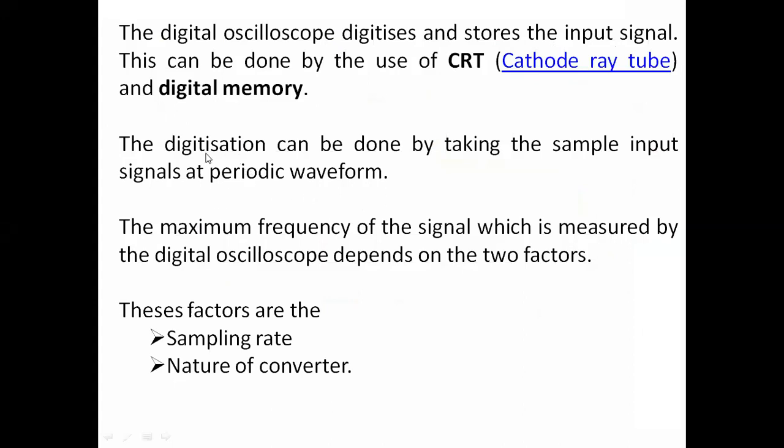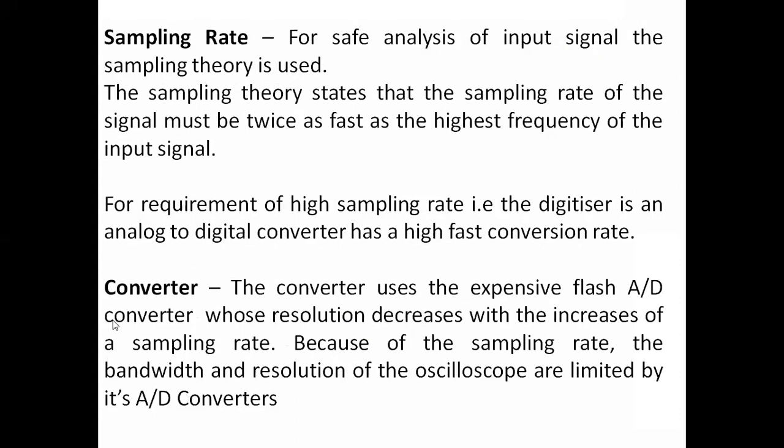So first of all, digitization is nothing but the conversion of the input signal into samples. The maximum frequency of the signal which can be measured by the digital oscilloscope depends on two factors: sampling rate and nature of the converter. How we can reconstruct the signal, that we will see. So the first one is sampling rate.